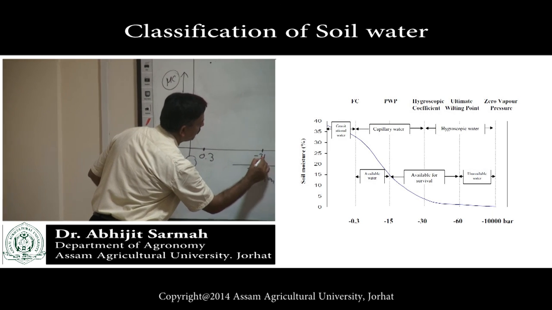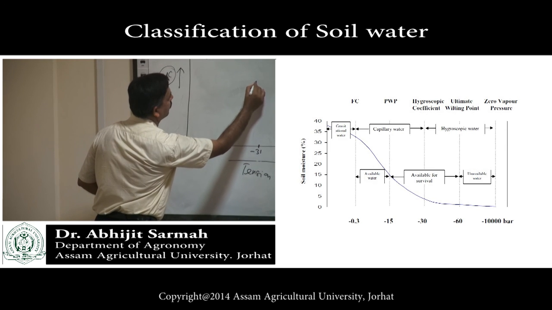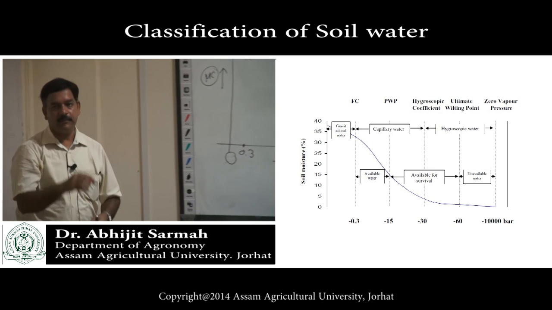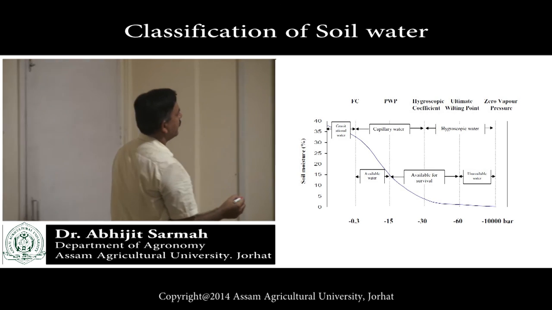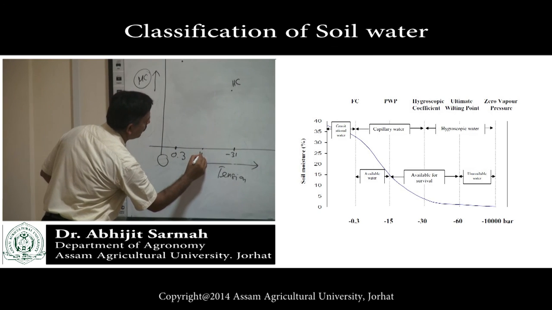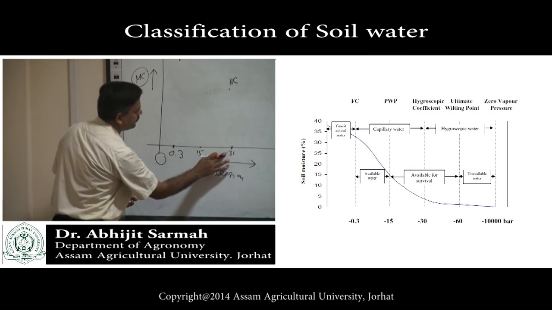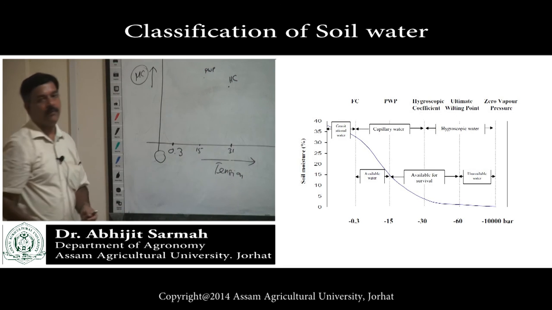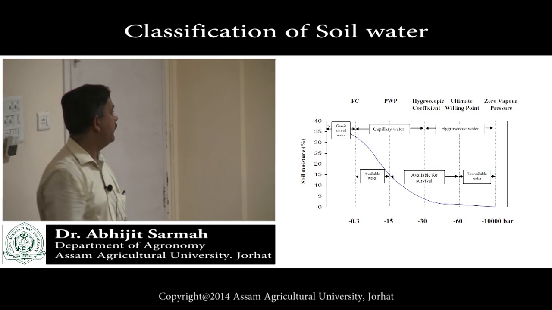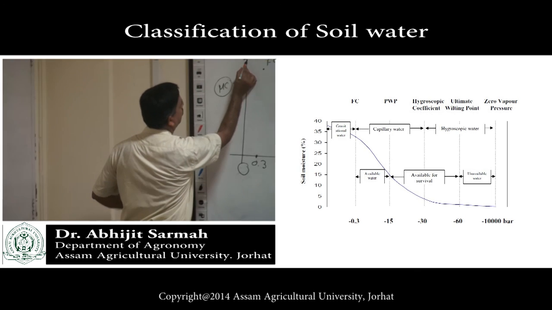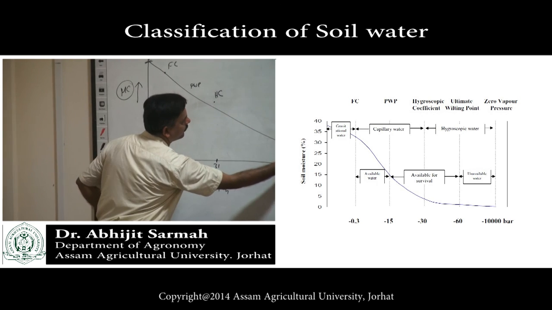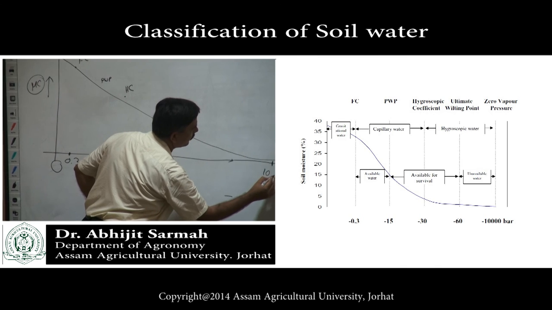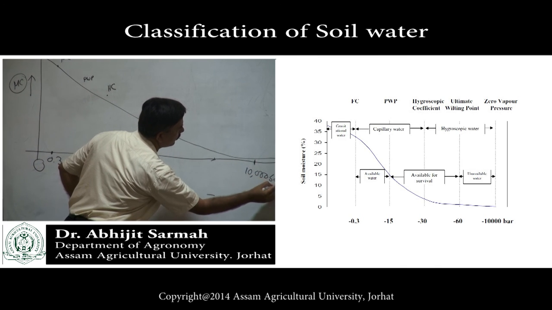If it is minus 31, this will be hygroscopic coefficient. If it is 15, it is permanent wilting point. Join this point. It is say 10,000 bar.